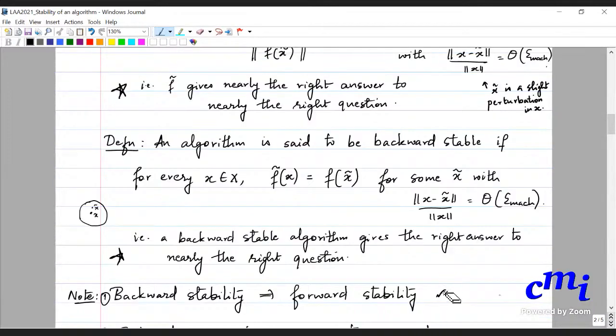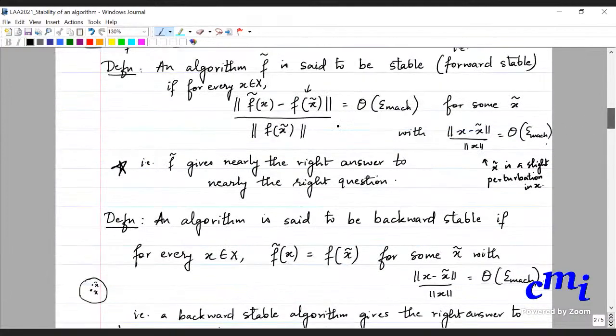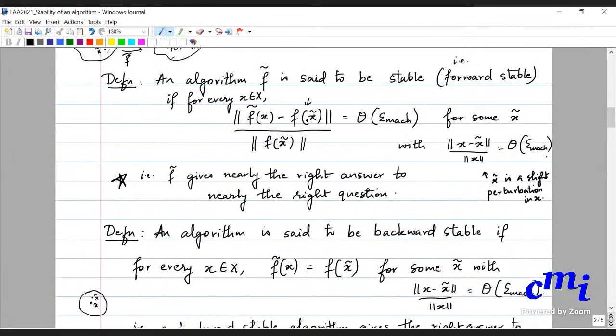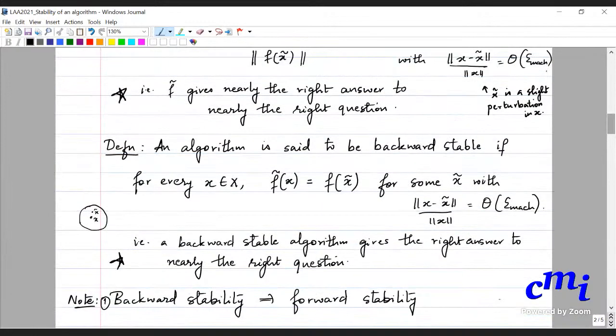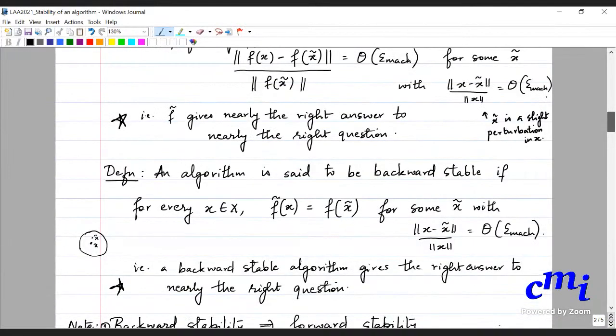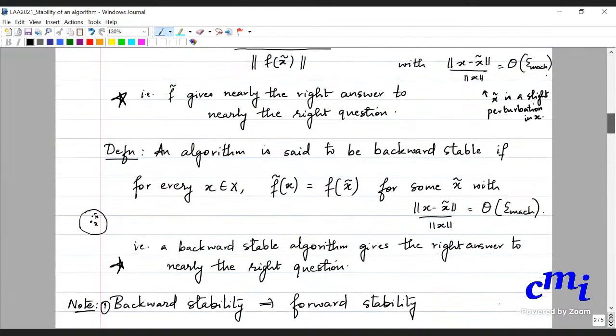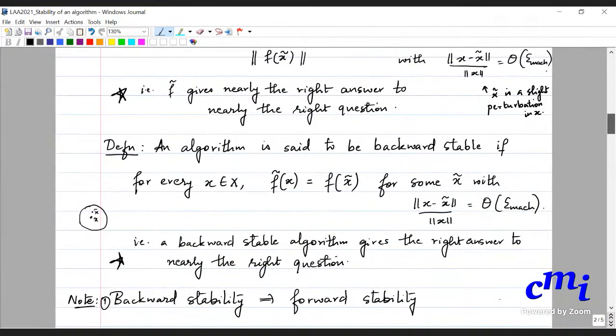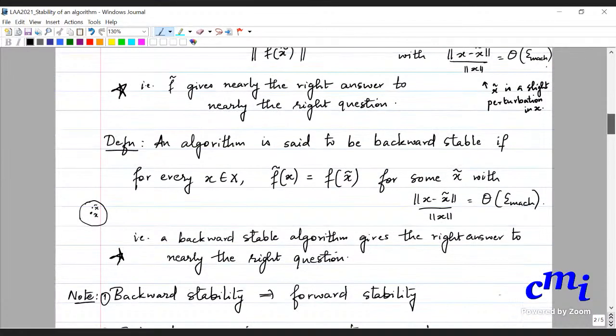So backward stability will imply forward stability because, well, if your algorithm is backward stable, then these two quantities are equal, which means the numerator here is 0. Okay, so backward stability implies forward stability. And backward error analysis is easier to carry out than forward error analysis. Okay, so this also we will see when we look at the algorithm for Gaussian elimination.